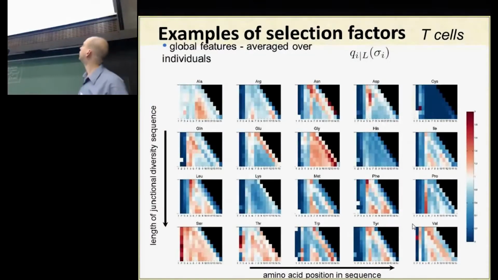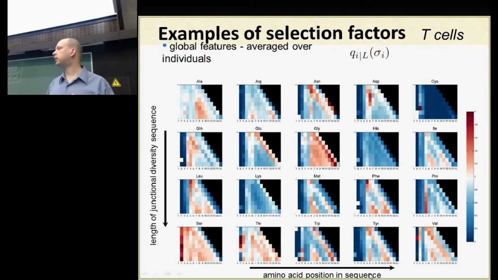So for instance, yeah, that's a lot to take in. I'll explain. This is basically the selection factors per position, per length, per amino acid. This is for T cells, and you have 20 plots here for the 20 amino acids.